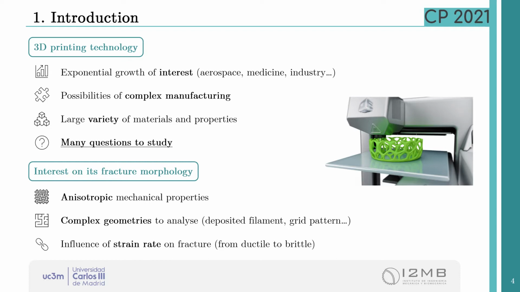We selected some important advantages of the fused deposition modeling or 3D printing manufacture over other processes, like the exponential growth of interest, the possibilities of complex manufacturing, and large variety of materials and properties. As shown in the slide below, these specimens have anisotropic mechanical properties influenced by printing parameters, complex heterogeneous geometries to be studied because of the lattice-core or the nasal trajectory, for example, and they are highly dependent on the strain rate during fractures.